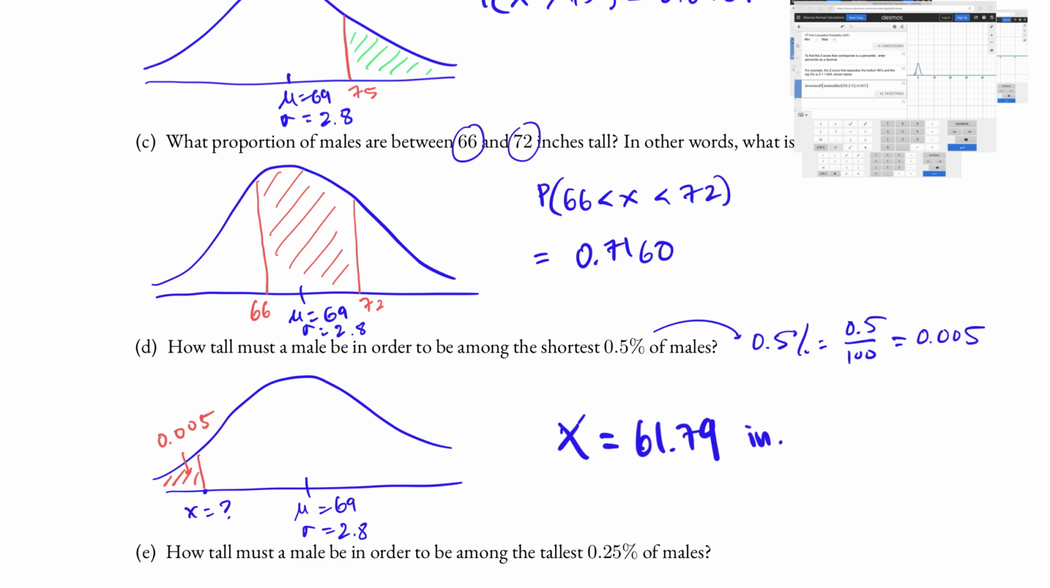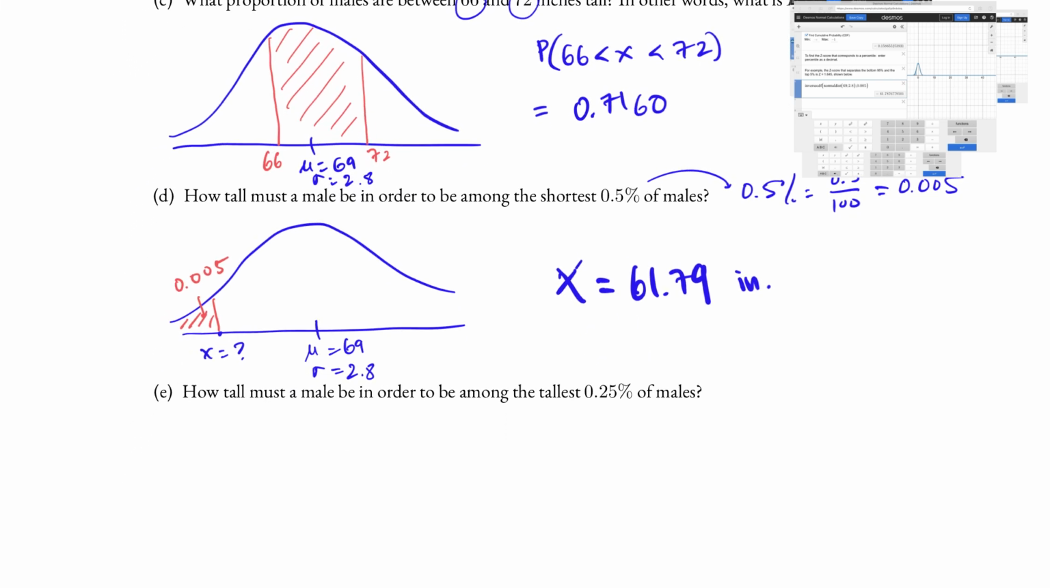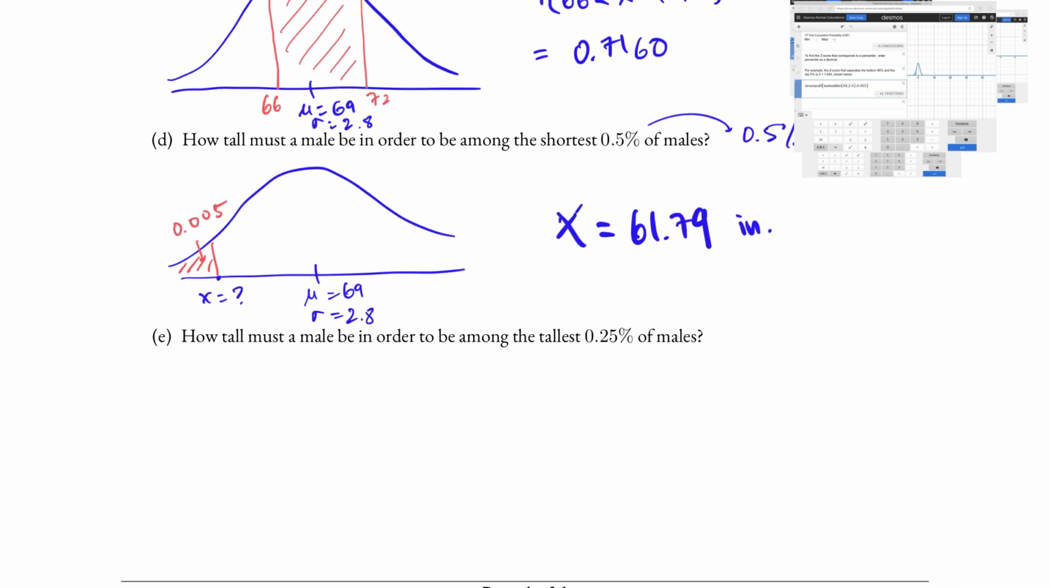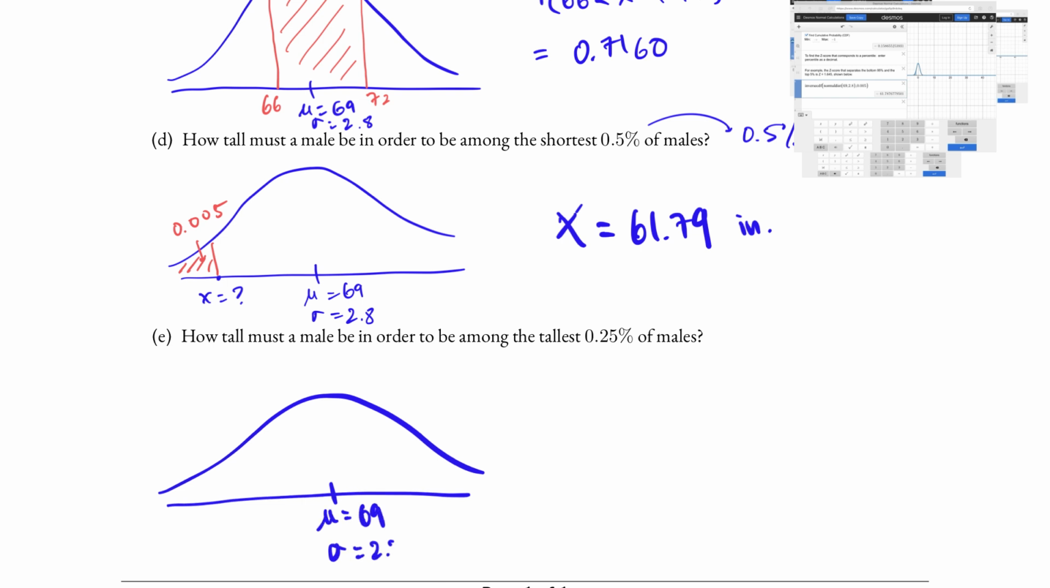And lastly, how tall must a male be in order to be among the tallest 0.25% of males? And again, to show your work with a normal distribution, we have to draw the normal curve, label the mean 69, the standard deviation 2.8. We're not looking for the probability here. We're looking for the x value that will give us the tallest 0.25% of male. And so it is on the right hand side.